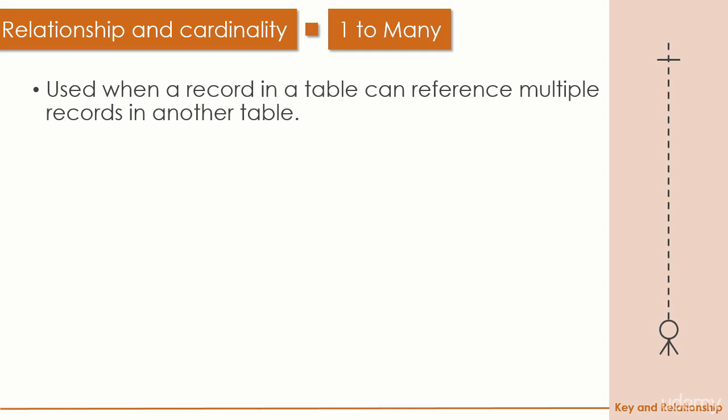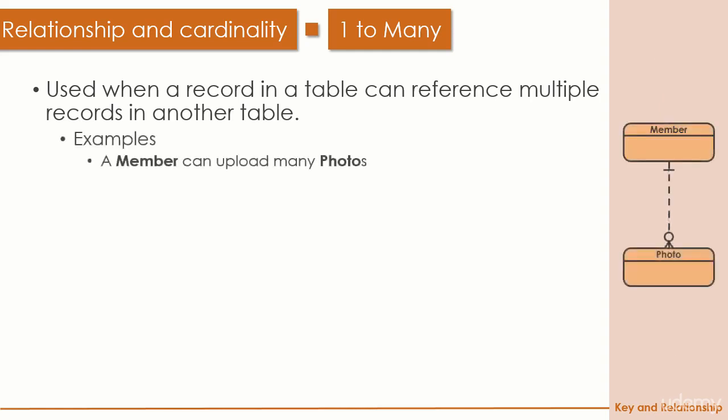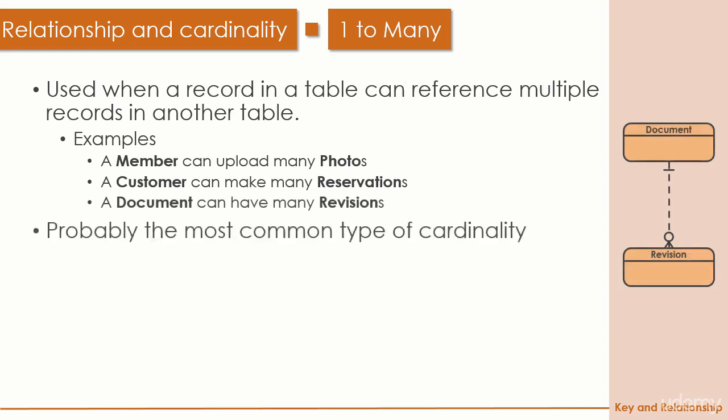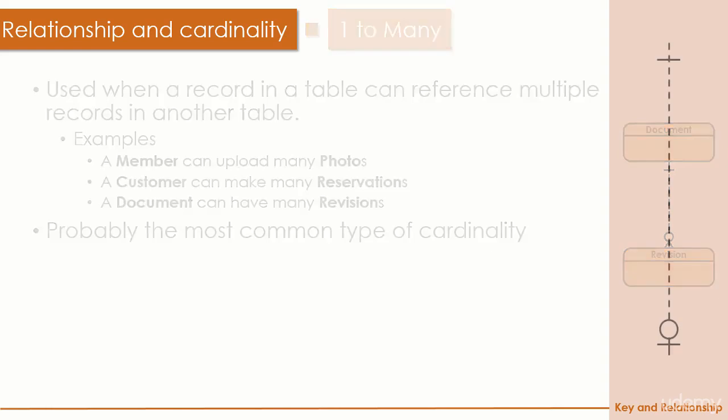The one-to-many relationship is used when a record in the table can reference multiple records in another table. For example, the member can upload many photos, so from the member side, we can identify many photos he uploaded. The customer can make many reservations. He can reserve many times. The document can have multiple revisions. The one-to-many relationship and cardinality is probably the most commonly used type.